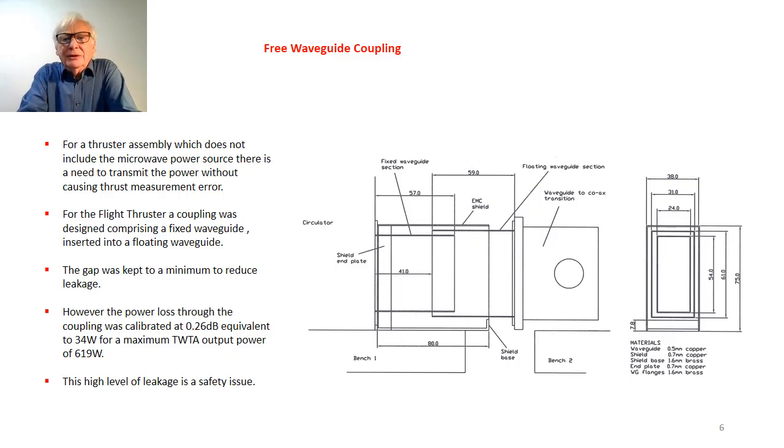there is a third section which is the EMC shield, which basically is an attempt to minimize the leakage out of this particular device. The idea is to keep the gap between the fixed waveguide and a floating waveguide as small as possible. I mean, there has to be a gap because the thrust measurement itself requires movement of the thruster, but we need to minimize that gap.